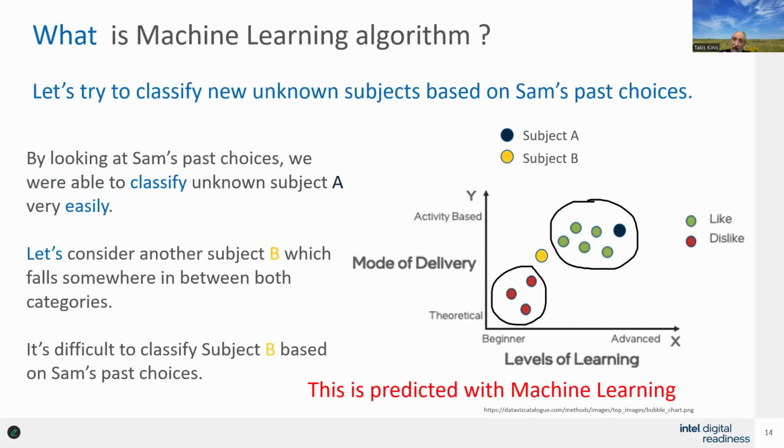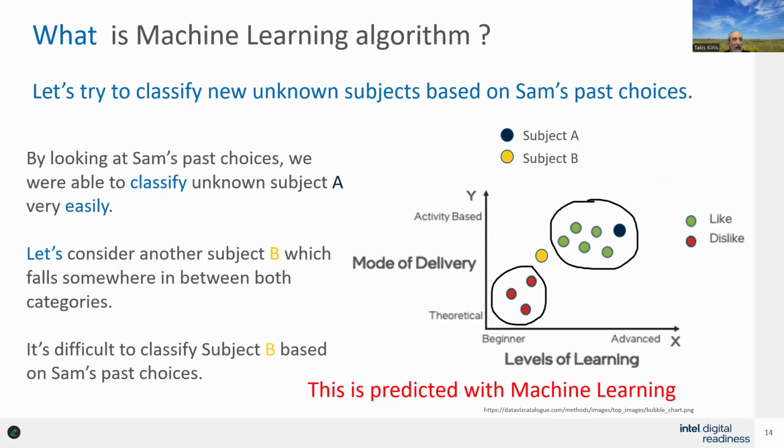But what if we have new classes that he hasn't taken before? We can look at maybe the syllabus and figure out whether this is a lot of lecture or really activity based. So we have two new data points, the dark blue and the yellow. We're throwing that in.